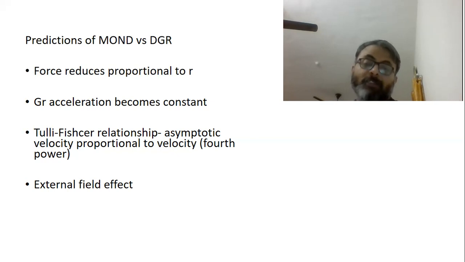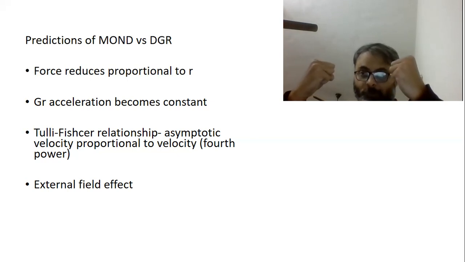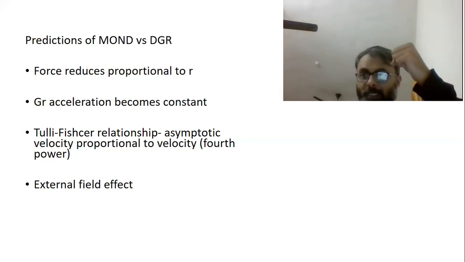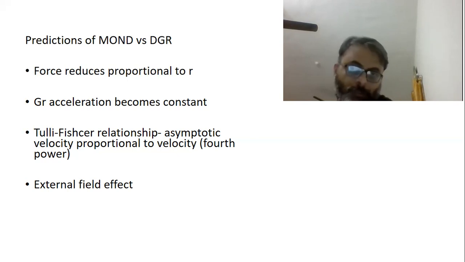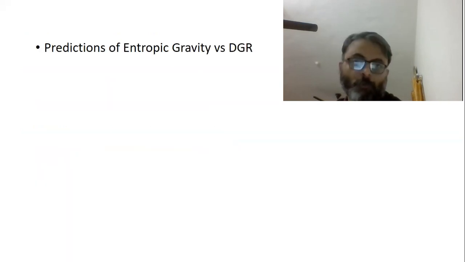That is the reason why there is something called Mondian gravity, which is affecting two gravitating objects. Mondian gravity of the entire mass of the universe is basically pushing them apart. We'll come to that. So that is what was the prediction of Dirac's large number hypothesis. So yeah, prediction of entropic gravity versus DGR.